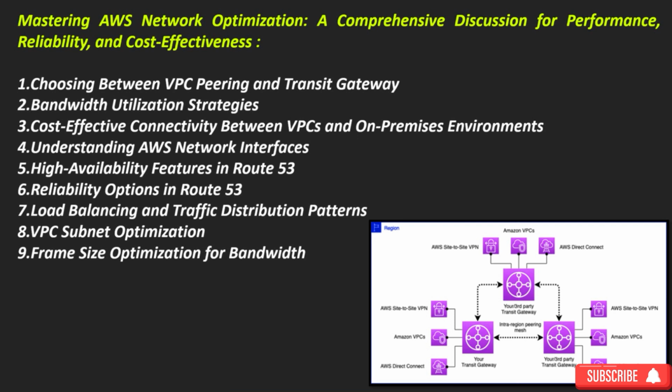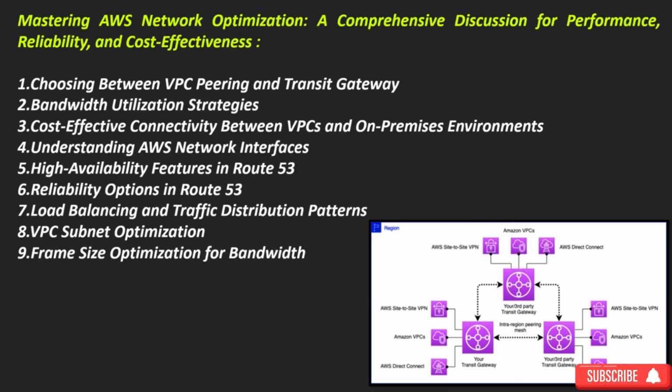Finally, frame size optimization for bandwidth. Optimizing frame sizes across the different connection types is very essential for maximizing bandwidth efficiency. Here we need to explore some of the considerations for adjusting frame sizes based on connection types, the protocols, and the network conditions to ensure optimal data transfer performance.